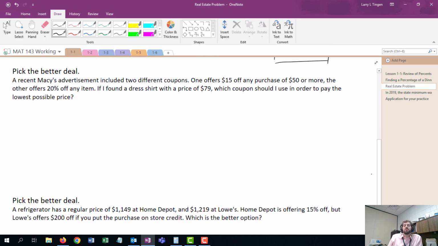So how about we are looking through some advertisements, and Macy's has 2 different coupons. They have one that offers 15% off any purchase of $50 or more. The other offers 20% off any item. So if I found a dress shirt, yeah, you noticed, I change the shirts between the lectures. If I find this shirt for $79, which coupon should I use in order to pay the lowest price possible?